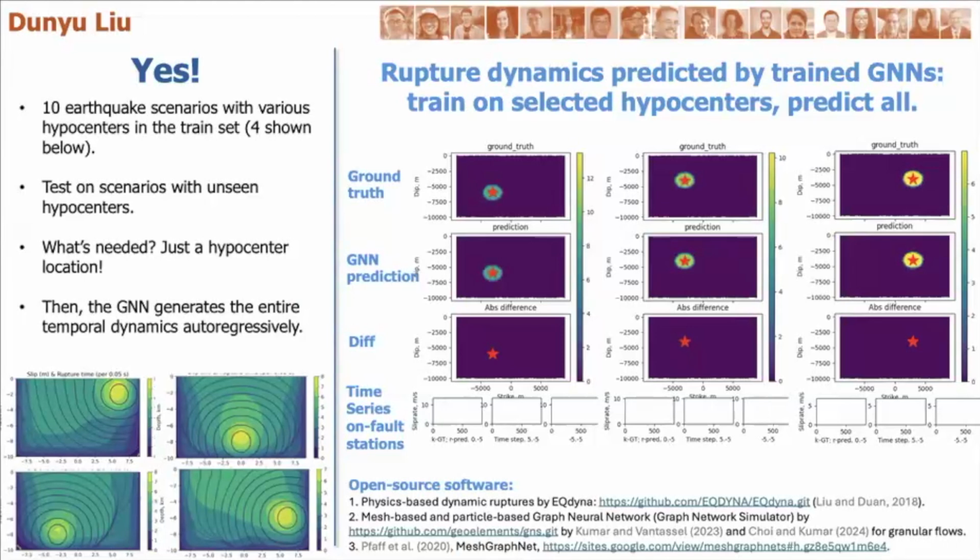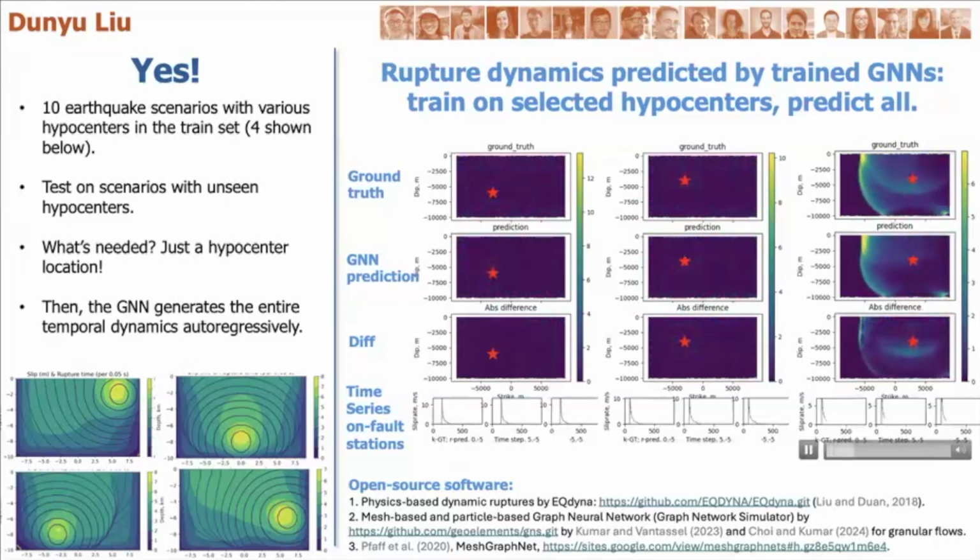Could you hover the mouse over the movies? Yeah. For example, the top is the ground truth. Basically, we use the physics-based simulation software to simulate the process, and the middle panels are predictions. You can see the GNN learns pretty well how the rupture process evolves. For example, this is another scenario, and this is the third one.